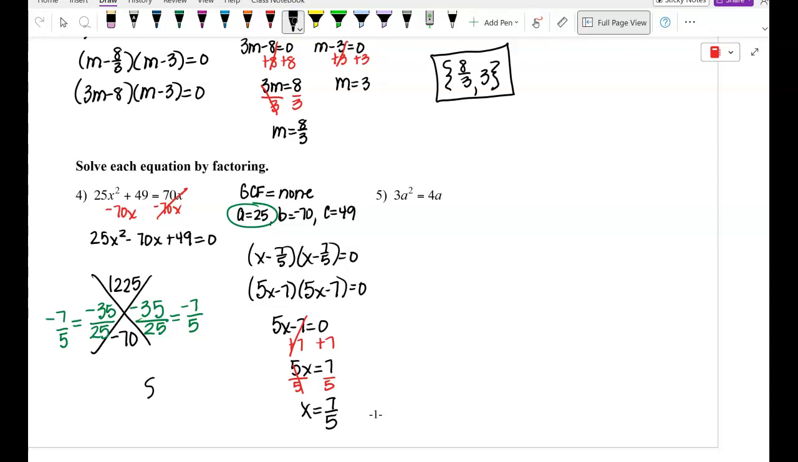So again, we know because we only have one solution that our vertex is on the x-axis. Now, does anybody notice anything about this problem that could have gotten us to 5 and 7 maybe a little bit sooner than we did? Anything you notice about this problem?